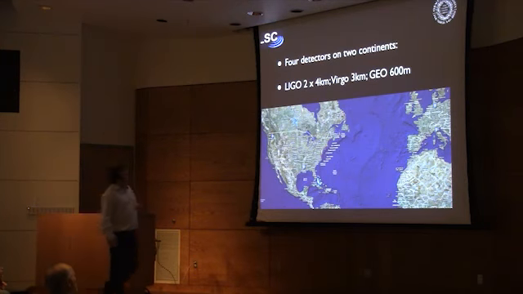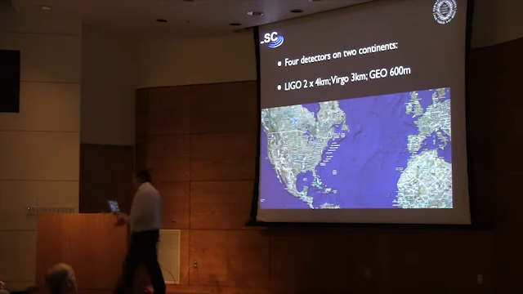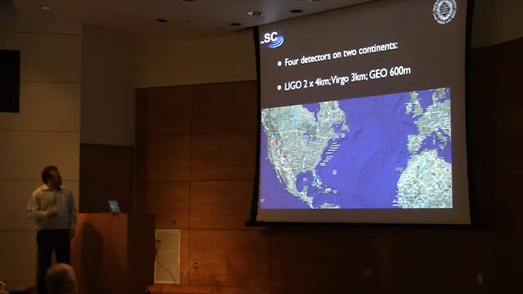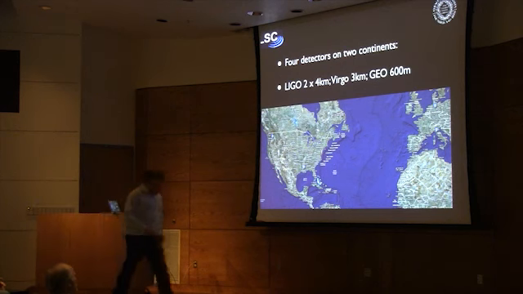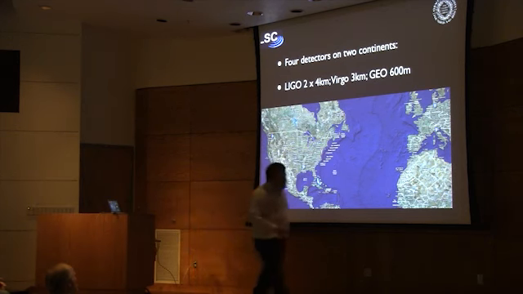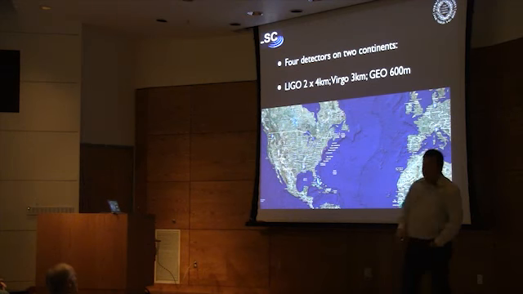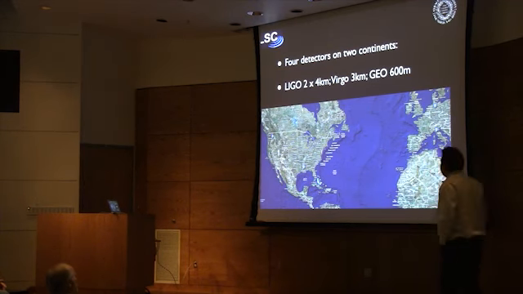So right now we have 4 detectors on 2 continents. We have the LIGO Hanford Observatory up here. You have LIGO Livingston down here. We have Virgo over here, and GEO up in northern Germany just here. The plan is to add, so we started with three LIGO detectors. There are actually 2 up here. We went down to 2, and now we're going back up to 3. I'll talk about that in a minute.